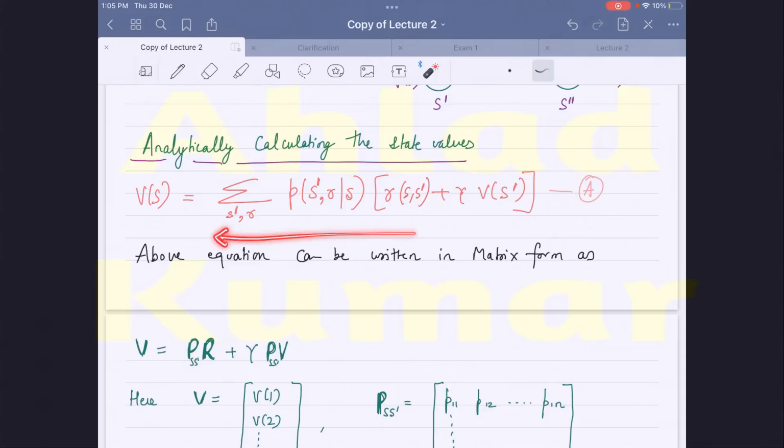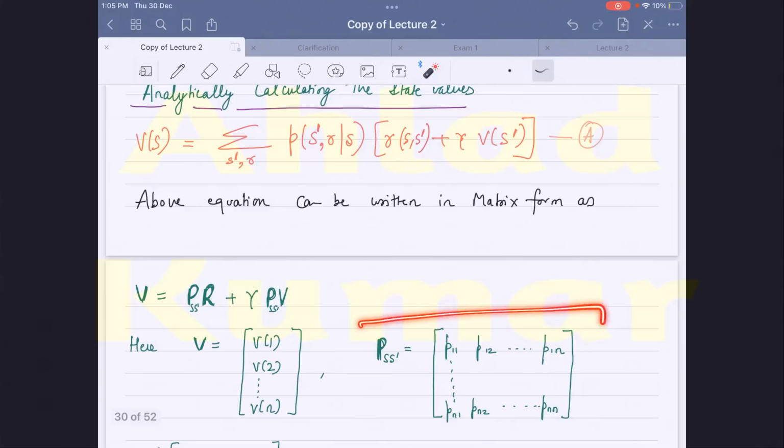So let's write this equation in matrix form and see whether we can easily calculate the value functions without going for multiple episodes using this equation or not. What we can do is write this in a matrix form, which is given like this. Here P S S is the transition probability, which is given over here. This is written in this matrix form, and we have the value function V, and then we have this R, which is the reward matrix.